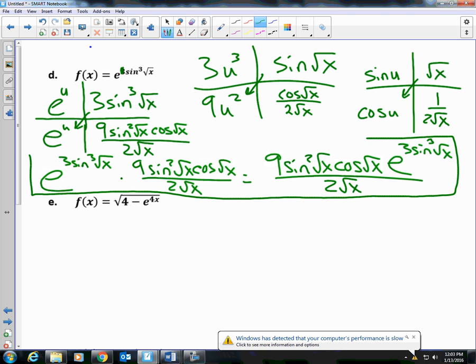So, oftentimes with exponential or logarithmic functions, we end up doing this sort of chain rule, for sure more than once.